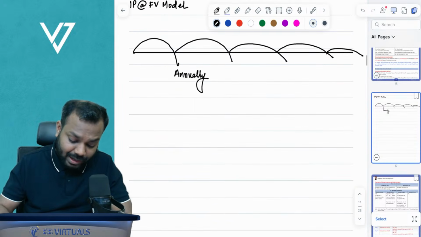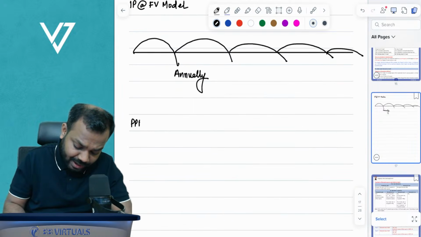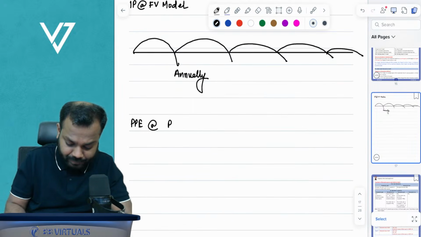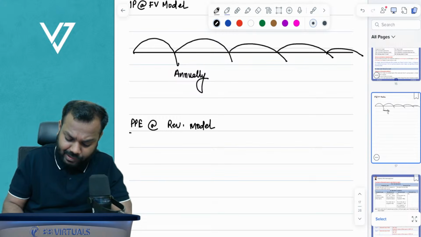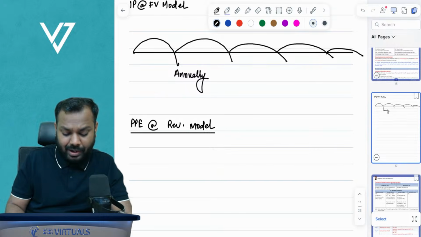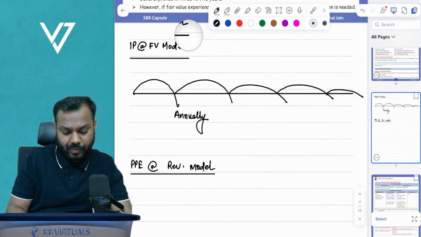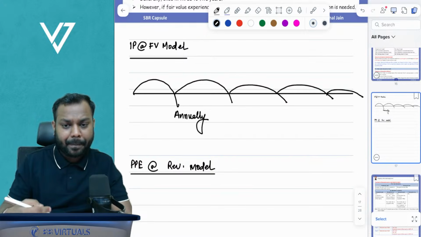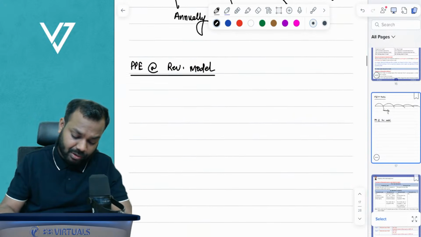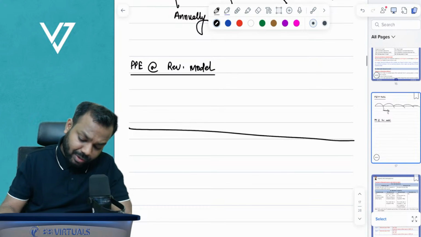But that's not the case with PPE at revaluation model. Guys, don't worry. I will be teaching you comparative analysis also, so need not worry. Okay, now under PPE at revaluation model, what happens?